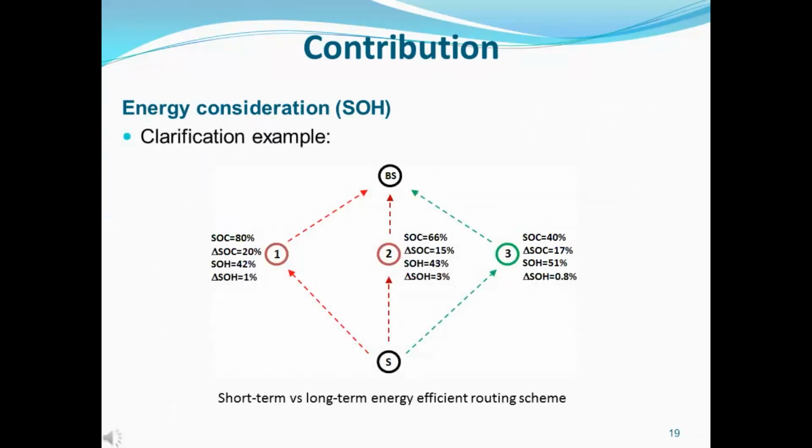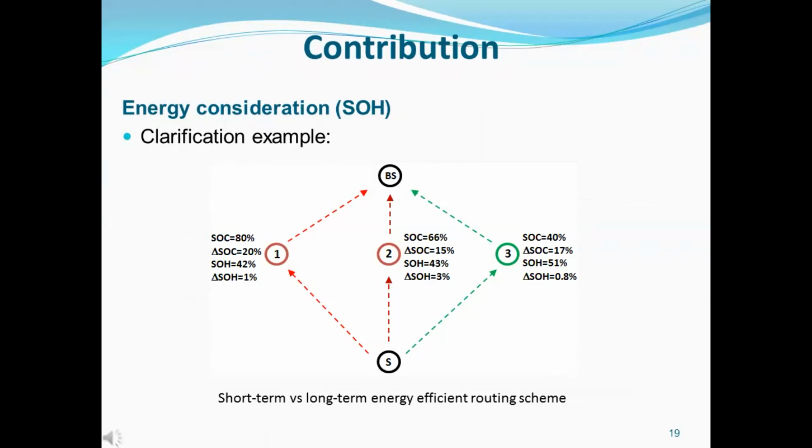To clarify our idea, let's consider the network routing example illustrated in this figure. In this routing scheme, 3 nodes, node 1, 2, and 3, can relay the data of the source node S to the base station. With a classical approach, either node 1 is selected to aggregate the data because it has the highest residual energy, 80%, or node 2 because it consumes the lowest amount of energy.